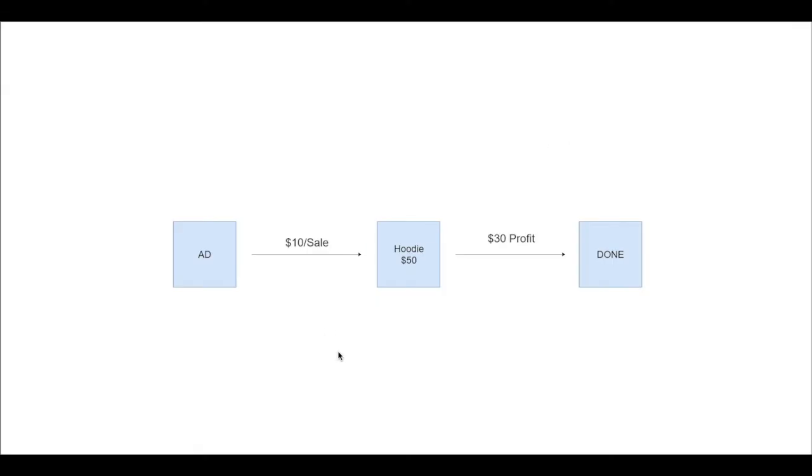Okay, so this is how the majority of Shopify stores are being run. We have an ad going to, in this case, a $50 hoodie. We're spending $10 on every sale we make, and after everything's all said and done, we're making $30 profit, and then we're done with this customer. He clicked on our ad, he bought our hoodie, and now we're done.